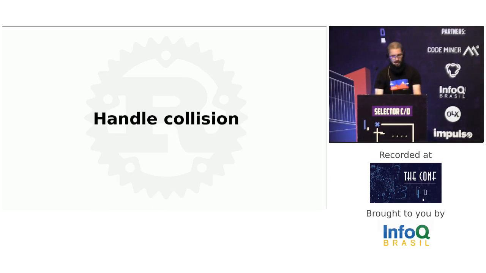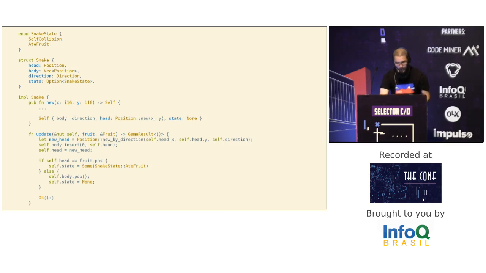Okay, let's handle collision then. To handle collision, what we are doing here, we are creating some states there. It's the self-collision and eat fruit. We are not going into too much detail here. But what we are doing, we now have an if, and in case the if doesn't match, we remove the part of the tail of the snake. In case it matches, we keep it there and just change the state, okay? So it will keep growing.